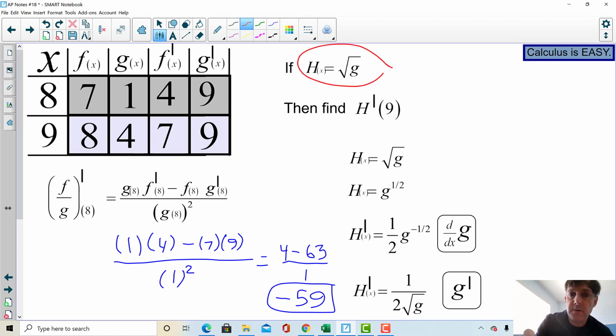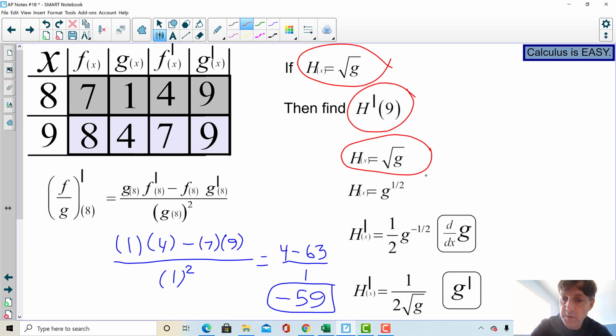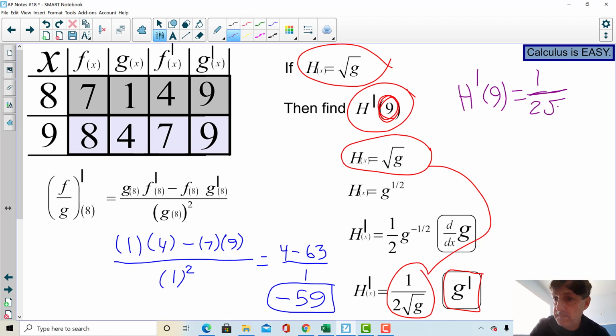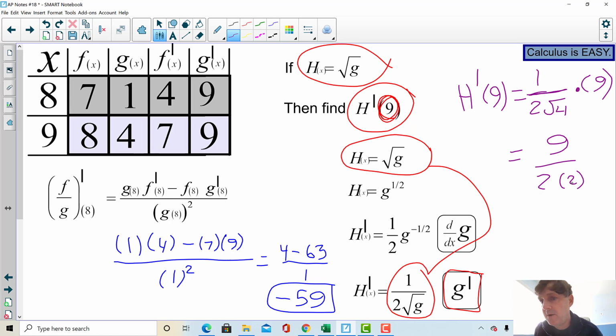Okay, here's another example. If h is the square root of g, then find the derivative of h when x is 9. Remember, the derivative for square root is 1 over 2 root x. And again, because we don't have an x, we have a g, we have to do the derivative of g, and that's the chain rule that gives you the g prime. Remember, we still have to plug in a 9. The g of 9 is 4, so we can put a 4 here. g prime of 9 is 9. So we get 9 over 2 times 2. Final answer, 9 over 4.